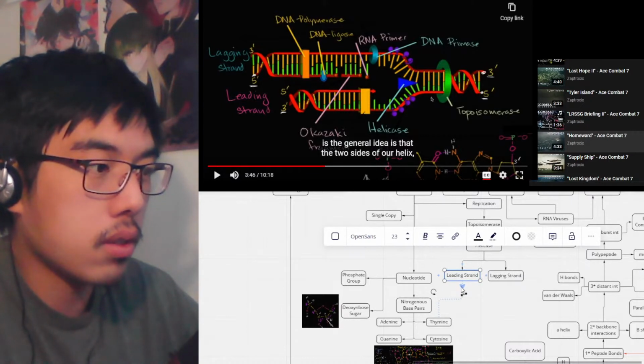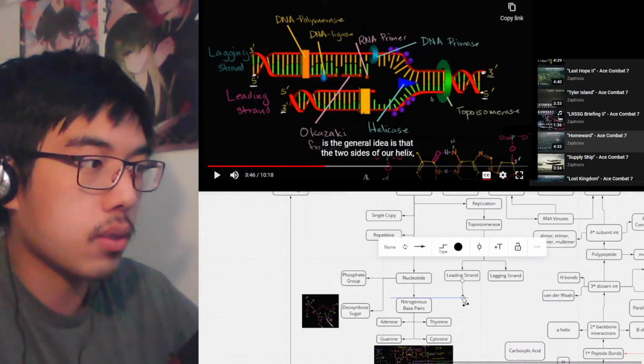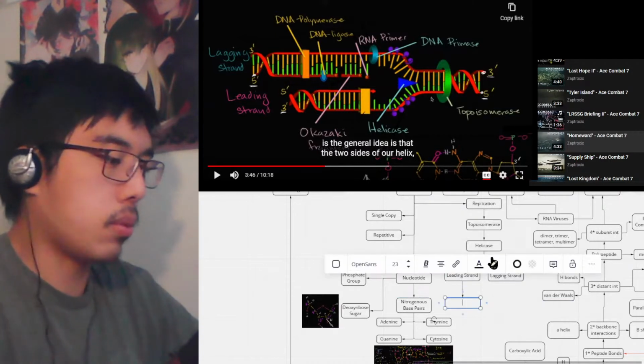Okay, leading strand. I want to include DNA polymerase here.